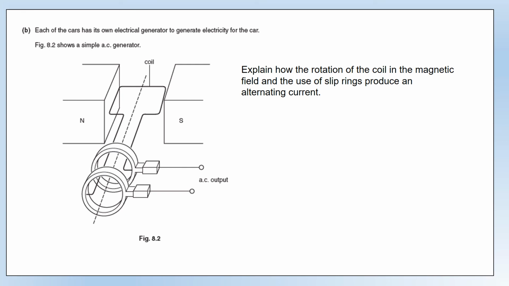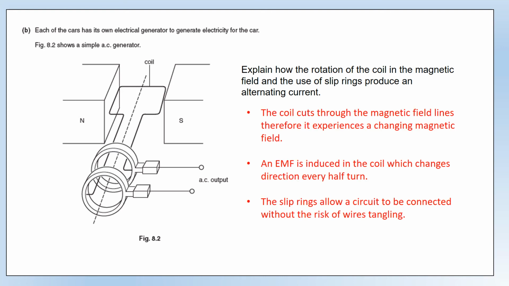Okay, so each of the cars has its own electrical generator to generate electricity for the car. Figure 8.2 shows a simple AC generator. Explain how the rotation of the coil in the magnetic field and the use of slip rings produce an alternating current. So there are essentially three key stages here. So the first thing is that the coil cuts through the magnetic field lines. So imagine the field lines going from north to south horizontally across the page. As the coil rotates, it cuts through those lines.